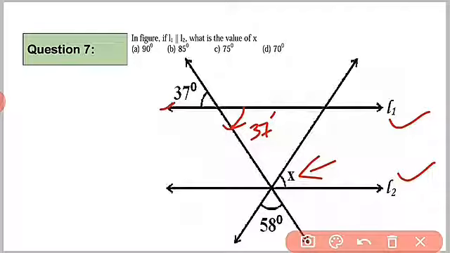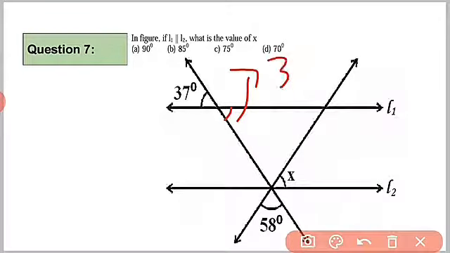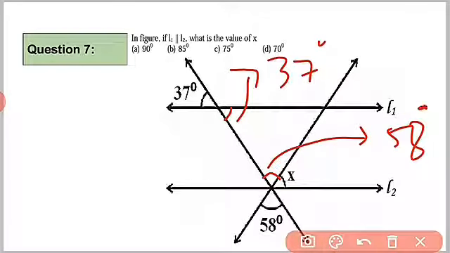Similarly, these two lines are intersecting at a point. Therefore, this angle will also be equal to 58 degrees, as they are vertically opposite angles. We got this as 37 degrees, this angle as 58 degrees. Now we see that L1 is parallel to L2 and this line is a transversal, and these two angles lie on the same side of the transversal. That is, this 37 degrees and 58 degrees plus x lie on the same side of the transversal.